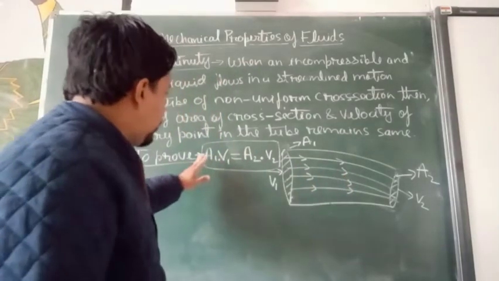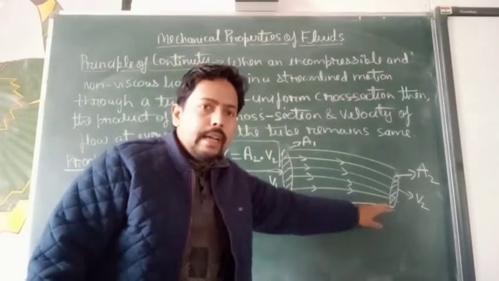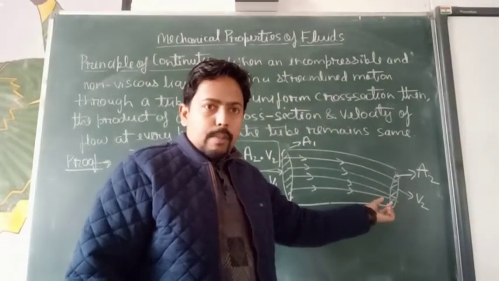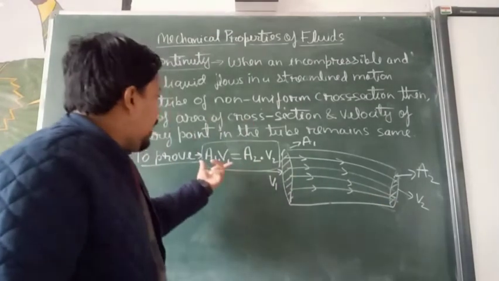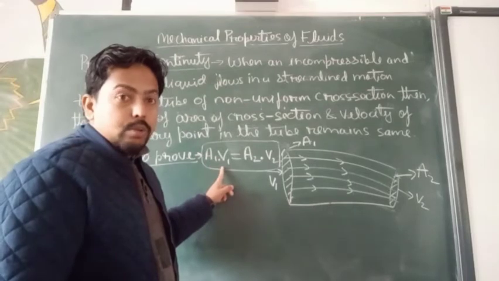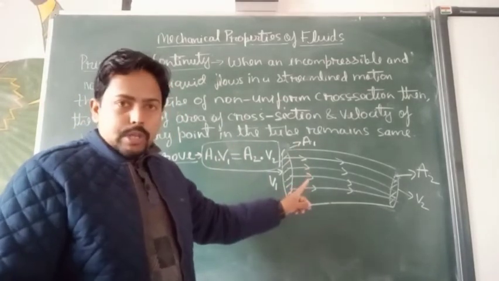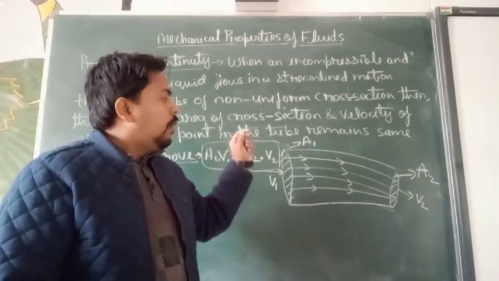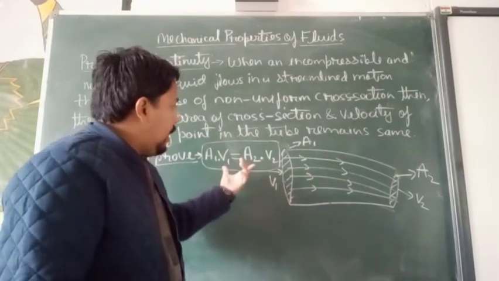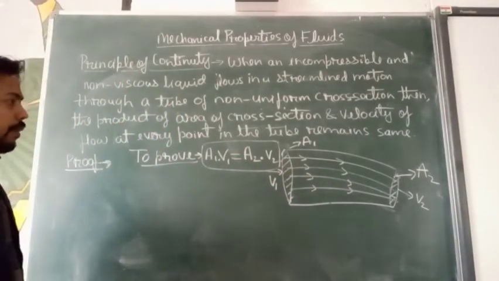So for these two cross-sectional areas having velocities V1 and V2 for the flow of the liquid, I have to prove that the product of the area of cross-section and the velocity through that area is equal to the product of the other area of cross-section and the velocity of the liquid passing through it. It is the same. This we have to prove in this equation of continuity.